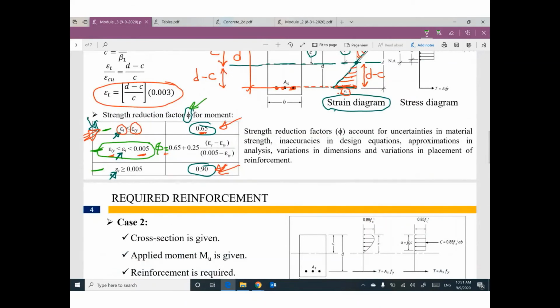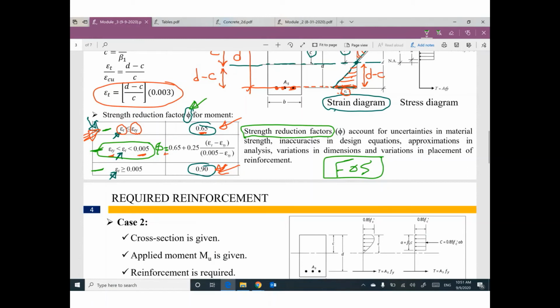One more time, phi can be called strength reduction factor. It accounts for something we didn't consider in our design. Actually, factor of safety is used all the time to consider something we missed. Which something you missed? I don't know. Something is missed, probably in the future, I don't know what will happen.